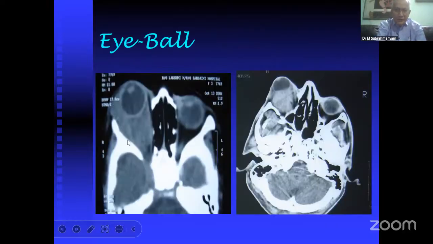Again, look at this eyeball. Here is a mass which is cutting around the globe and is probably extending a little into the intracranial space. These are fungal granuloma. Here is an intraconal mass which has flattened the posterior part of the eyeball, straightened it, and it has lost its normal curvature as you see here. And this is a solid mass with which we are dealing.